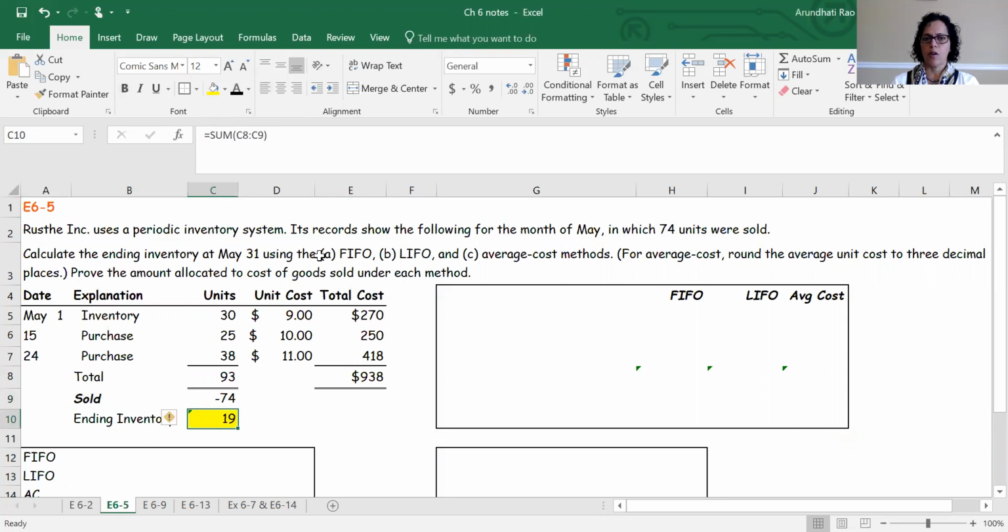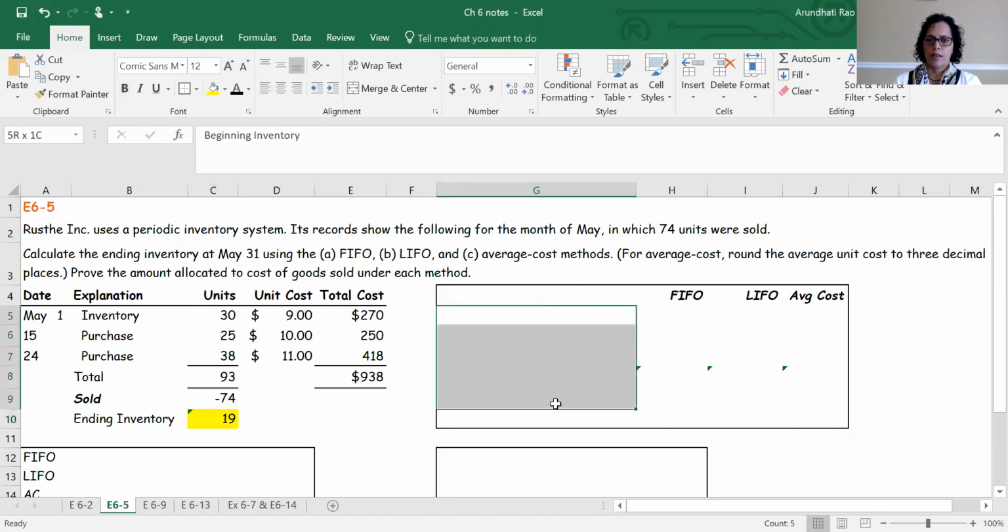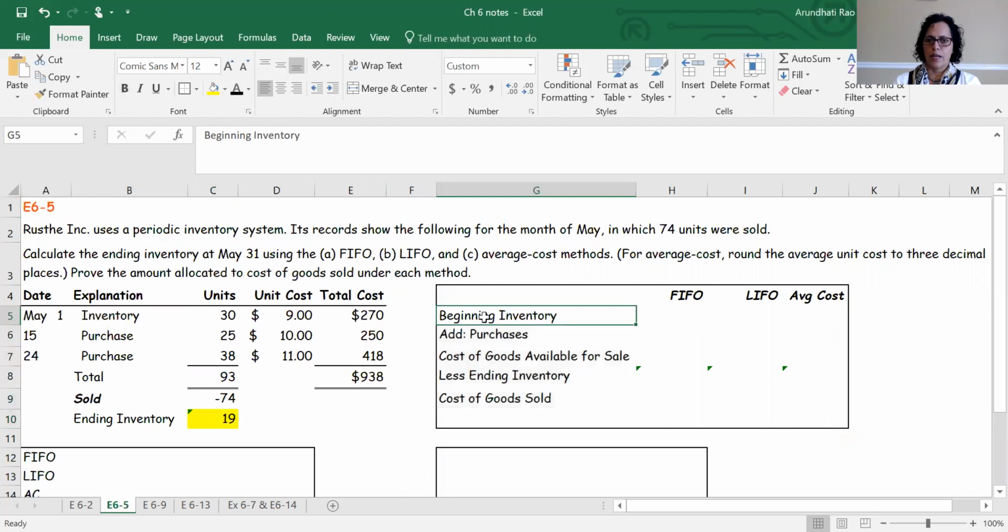Well, that depends on which method I'm using: the cost flow method, FIFO, LIFO, or the average cost method. So for all of these methods, in the periodic system, it's beginning inventory plus purchases. That gives me cost of goods available for sale. I subtract ending inventory to arrive at cost of goods sold.